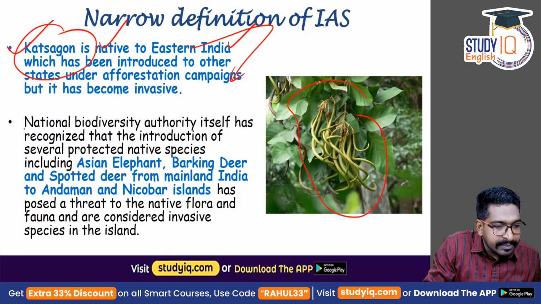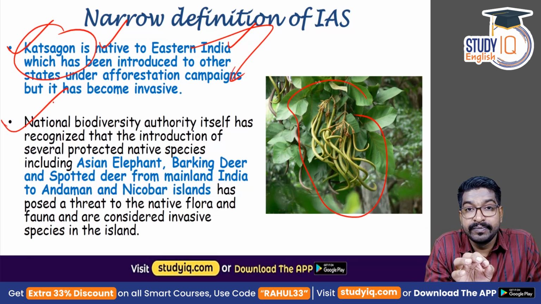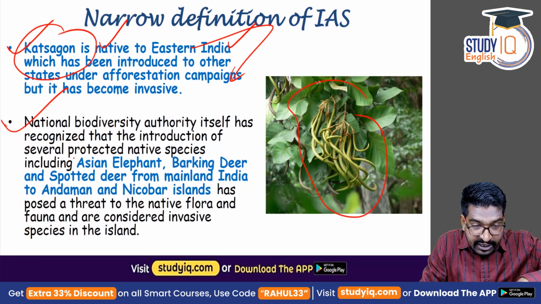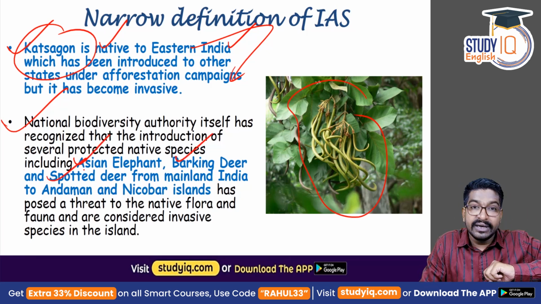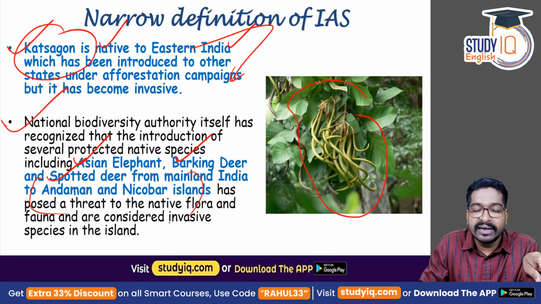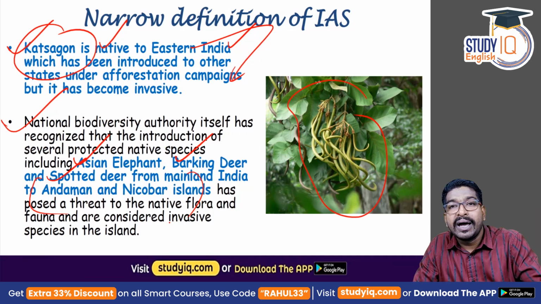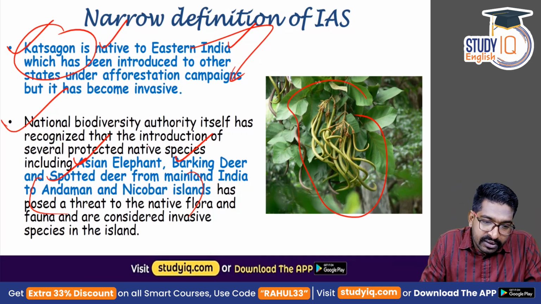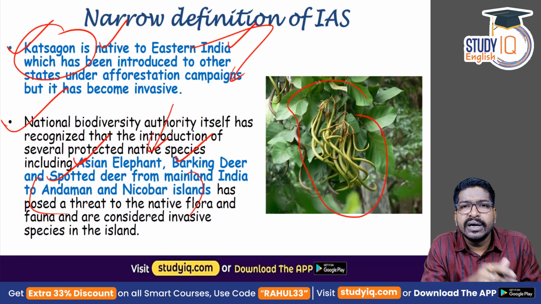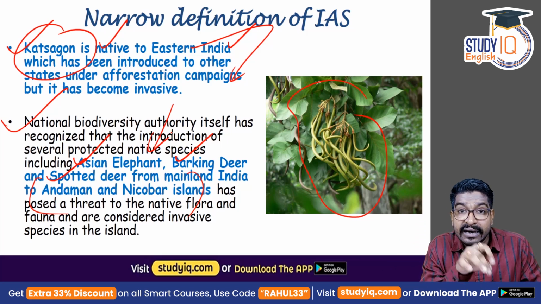The same applies to animals. In fact, the National Biodiversity Authority has already recognized the problem. We have already introduced certain Indian species itself, like the Asian elephant, the barking deer, the spotted deer. We have introduced these from mainland India into the Andaman and Nicobar Islands, and now they have become a threat to the flora and fauna in Andaman and Nicobar. Again, this translocation of these species from mainland India to Andaman and Nicobar does not come under the definition of invasive alien species under the current amendment.